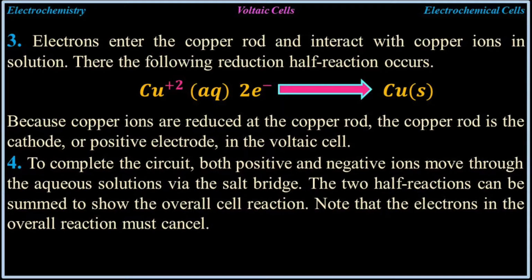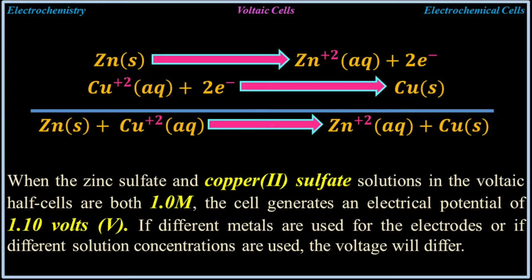The two half reactions can be summed to show the overall cell reaction. Note that the electrons in the overall reaction must cancel. So here are the two half reactions. Zinc solid yields zinc 2 plus 2 electrons, and copper 2 plus 2 electrons yields copper metal. So zinc solid plus copper 2 yields zinc 2 plus copper solid.